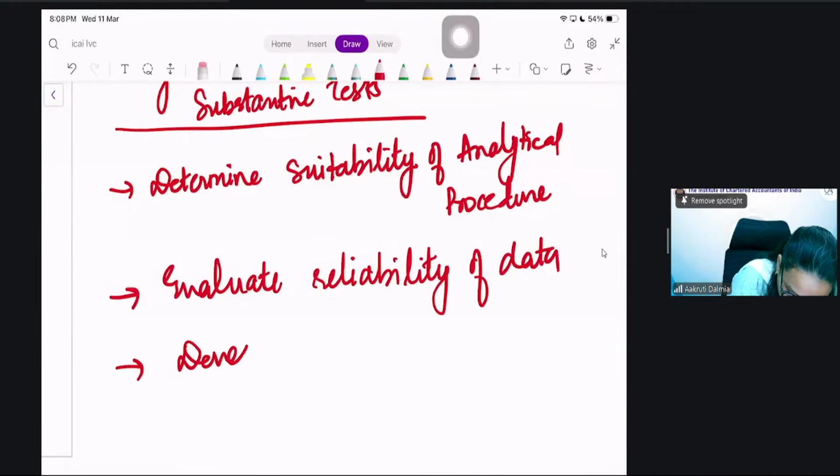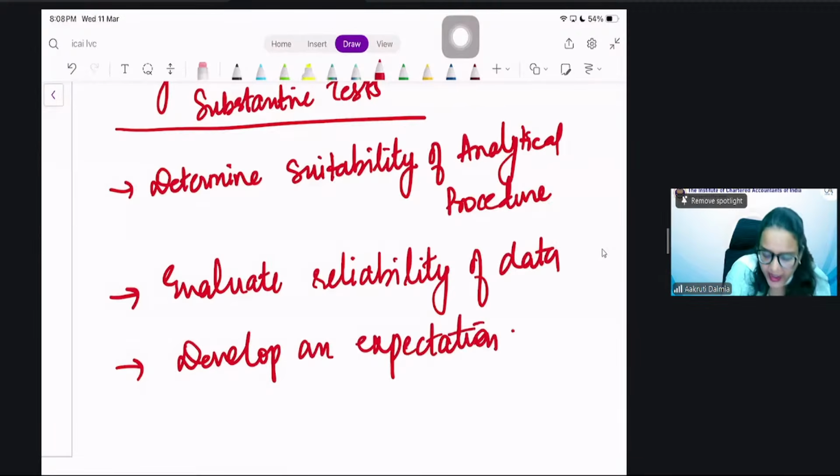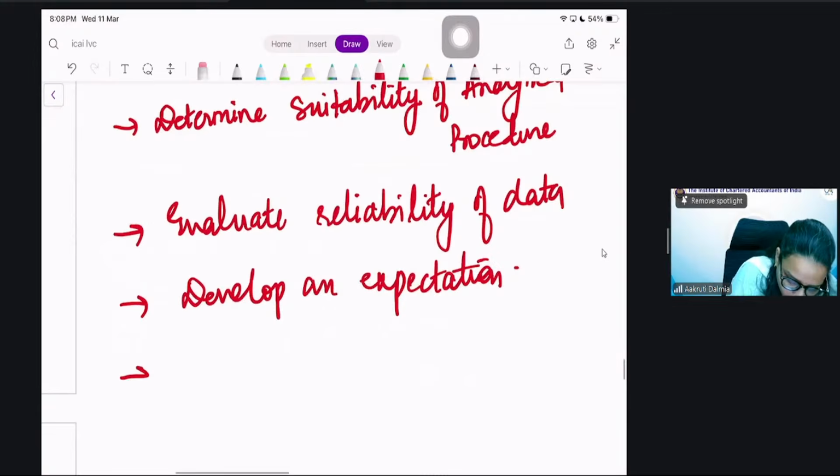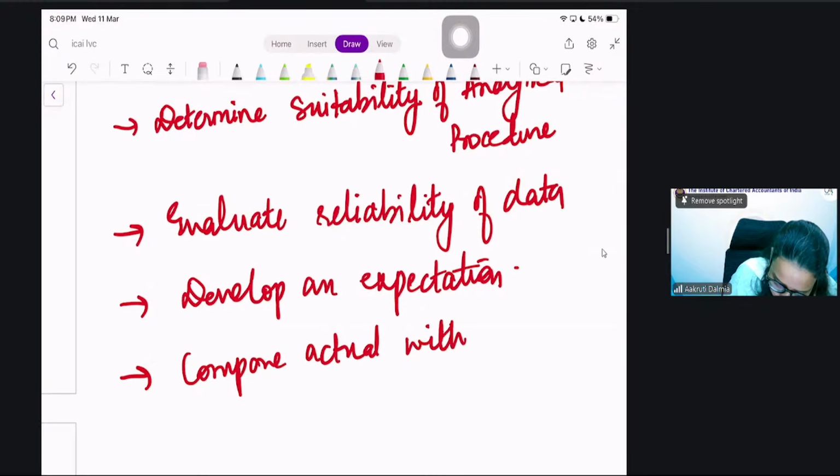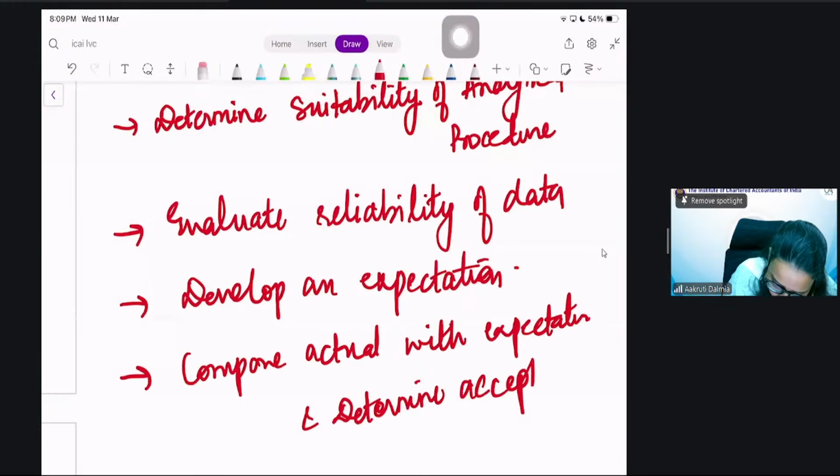Third step is develop an expectation. Can you do analytical procedure if you have nothing to compare it with? Can you do any analysis if there is nothing to compare? No. So develop an expectation. And then compare actual with expectation and determine acceptable difference.